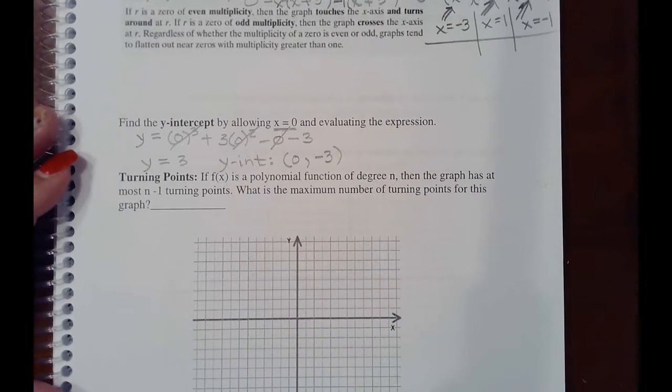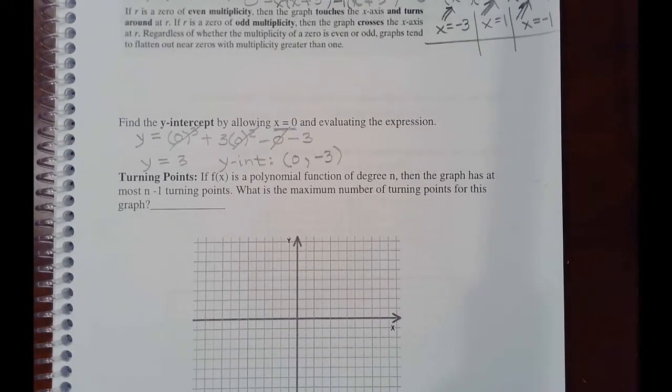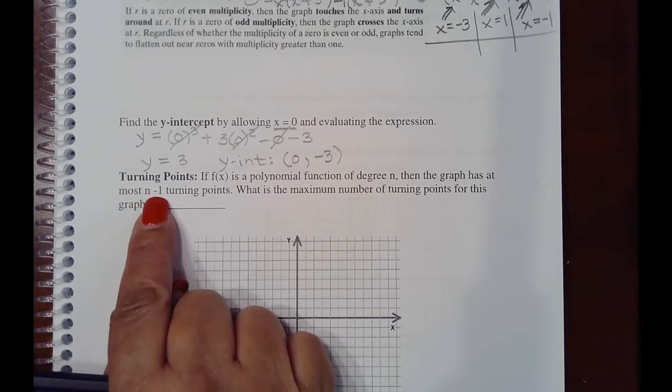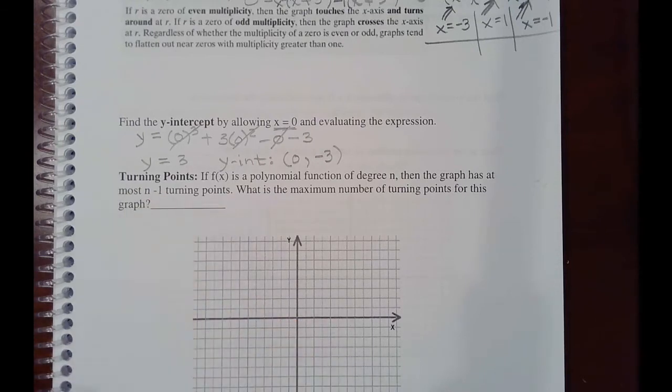Okay, turning points. Let's talk about the manner in which the graph turns at particular points. So if f of x is a polynomial function of degree n, let's just talk about the number of turning points. Then the graph has at most, let's say it's 4th degree, then the most number of turning points it can have is 1 less than that. So if you had a 5th degree function, the most turning points you can have is 4. It's always 1 less than whatever the degree is.